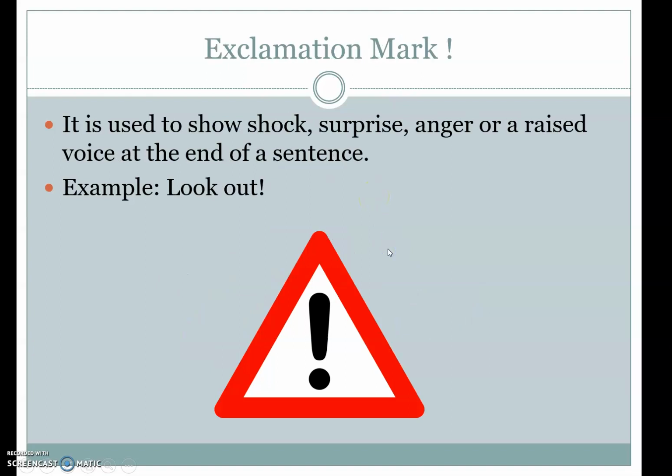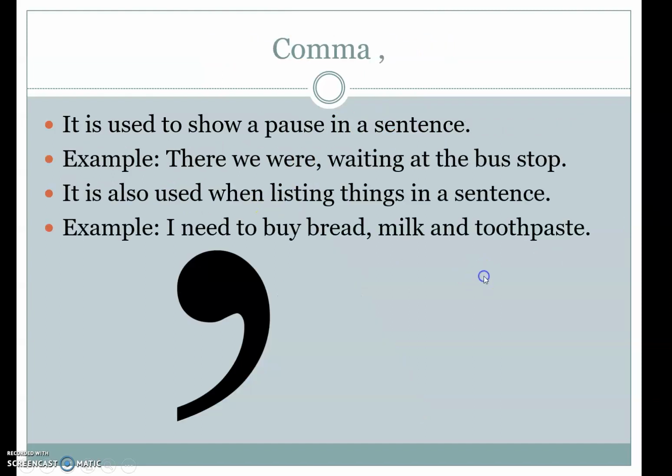Next is the exclamation mark. An exclamation mark is used to show shock or surprise, anger, or even a raised voice, at the end of a sentence. So when you are shouting something. For example, look out! There is an exclamation mark because I've raised my voice. And there I also want you to look out for something. Maybe there's dangerous things ahead, and therefore I will use the exclamation mark.